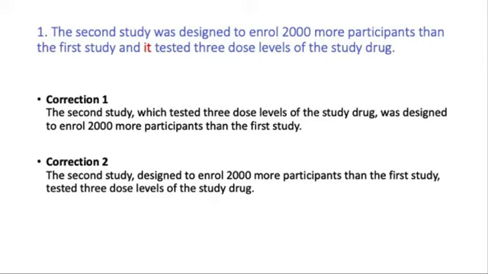The second study, which tested 3 dose levels of the study drug, was designed to enroll 2,000 more participants than the first study. Or, correction 2. The second study, designed to enroll 2,000 more participants than the first study, tested 3 dose levels of the study drug.